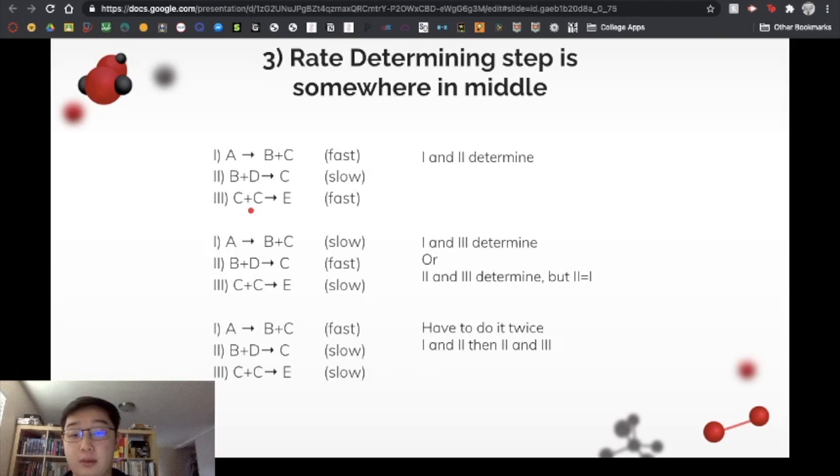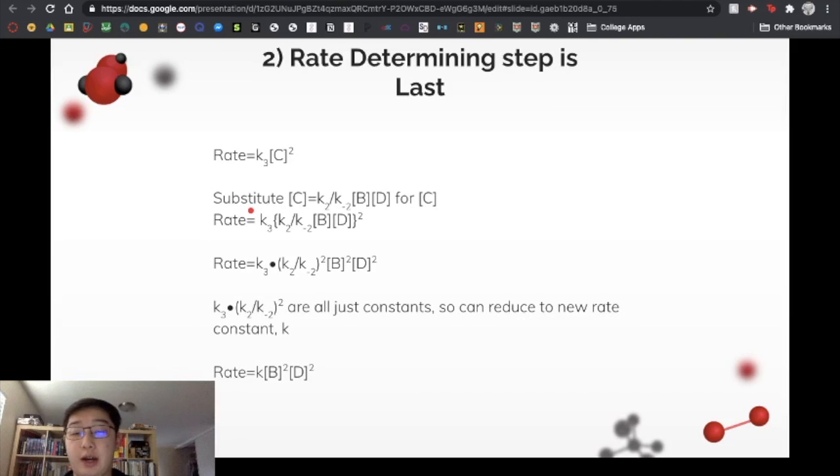So oops, sorry, one too far. Yeah, and so essentially you're going to substitute in what you just found for the concentration of C based off of the previous reaction. And then you're going to end up with something like this, where you have 3 different reaction constants, but it's all going to be in terms of B and D, which are the reactants in the previous, fast reaction. Yeah, and then essentially these are all just constants, so we can reduce to a new rate constant K. So the overall reaction here will just be rate is equal to K times the concentration of B squared times the concentration of D squared, and that's pretty much it.